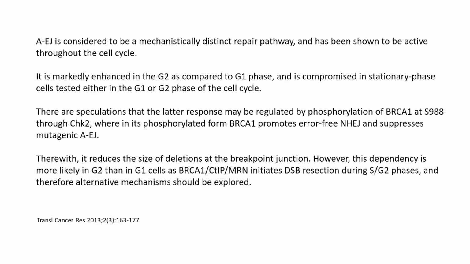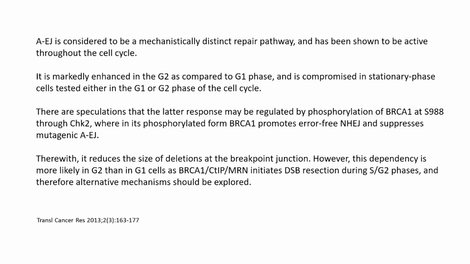However, it should be emphasized that to date the evidence for a role of histone in alternative EJ is of purely biochemical nature. This alternative EJ is considered to be a mechanistically distinct pathway and it is shown to be active throughout the cell cycle. It is markedly enhanced in the G2 phase as compared to the G1 phase, and is compromised in stationary phase cells tested either in the G1 or G2 phase of the cell cycle.